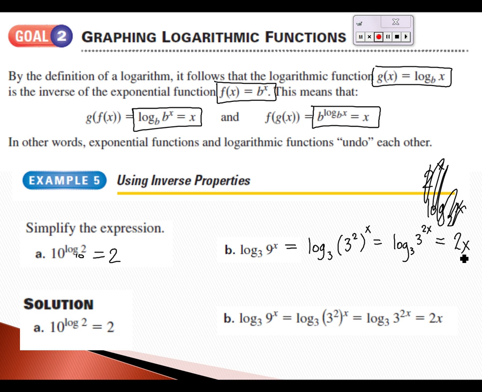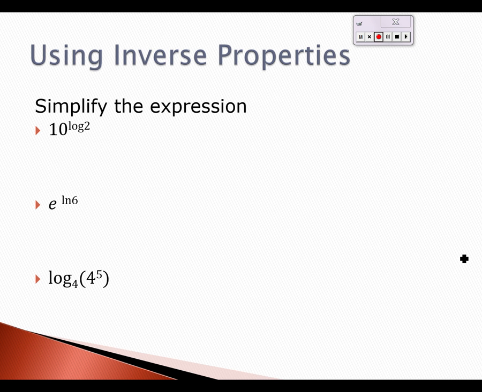Okay, I know it's still a little unsettling. Let's do a couple more just like this here. All right, this one's actually the one we already did, so forget that. What about e to the natural log of 6? What would that be? No, don't ask your calculator. It'll get it right, but don't ask it. Yep.